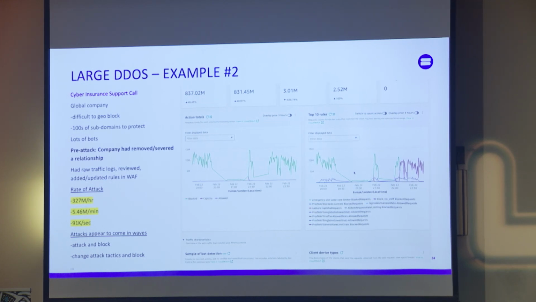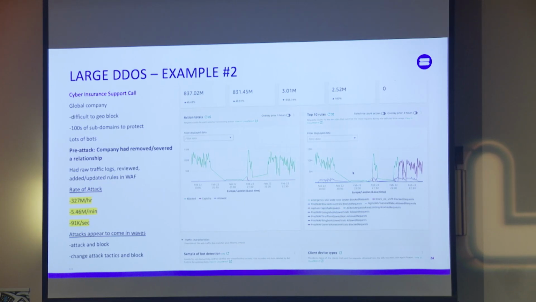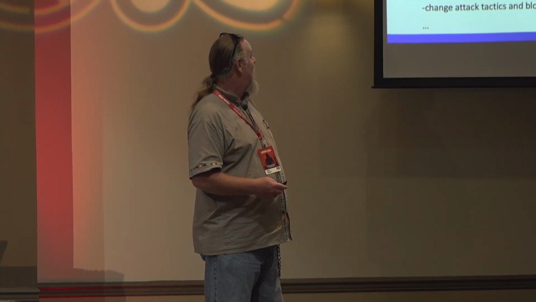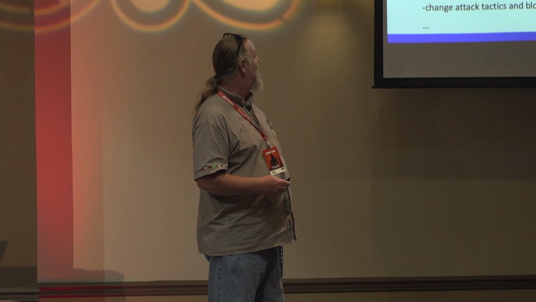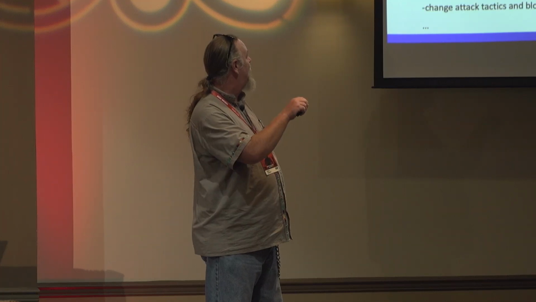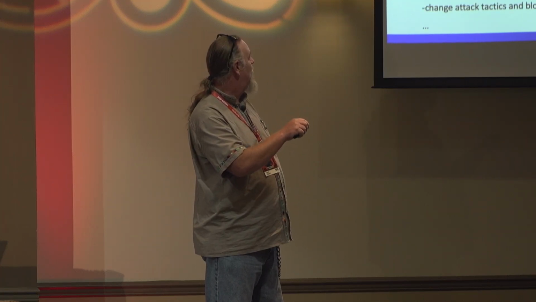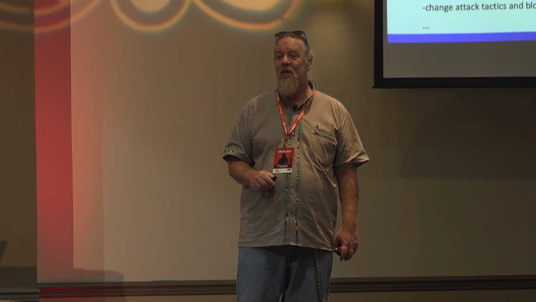They're like, oh, we're getting blocked. Let's try another tactic. Let's hit a different web page. They've already blocked that one, obviously. So these guys had a very large one. It was 327 million hits an hour. And you break that down to per minute and per second, that's a lot. And they had motivation. They had just removed and severed a relationship with a company. And this happened like within a day or two.